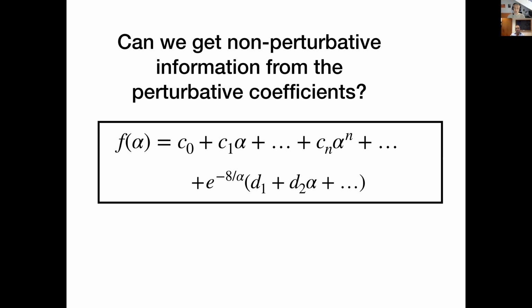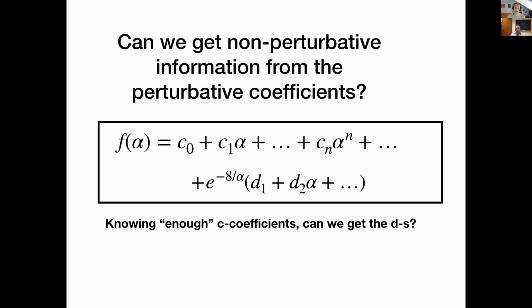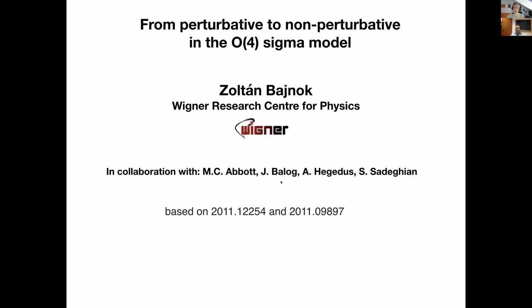So the question is, if we know enough C coefficients, can we get these D coefficients or not? And the answer to this question will be yes, and this is what I'm going to explain. I'm going to explain it on the example of this O4 sigma model.